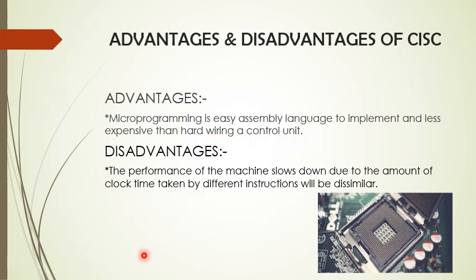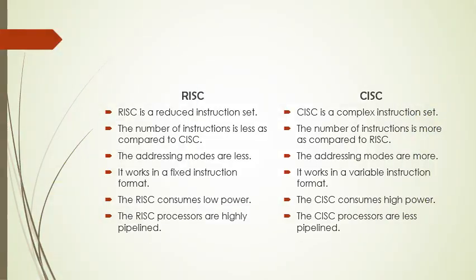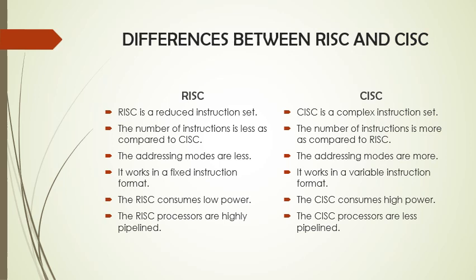The disadvantages of CISC are: CISC chips are relatively slow compared to RISC chips per instruction. CISC chips require many more transistors than comparable RISC designs, are harder to pipeline, and are expensive to produce. The main disadvantage of CISC is that the performance of the machine slows down because the amount of clock time taken by different instructions will be dissimilar. Finally, the advantages and disadvantages of RISC and CISC have been studied.